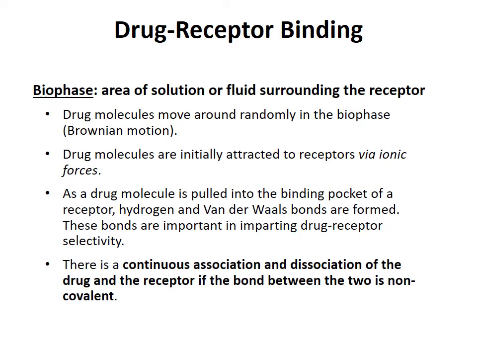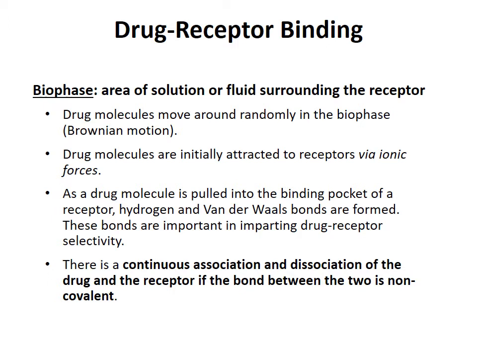And as I mentioned, drugs are initially attracted through ionic bonds, and then when it gets closer, you have the hydrogen bonds and van der Waals bonds, and in some rare instances, the covalent bonds. And since this is going to be important to know, that's why I have it in bold at the bottom. Once a drug binds to a receptor, if it's not covalent, it's going to be reversible. So the drug could bind and then come off, and then bind and then come off.